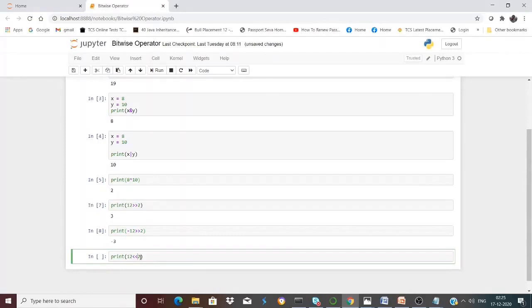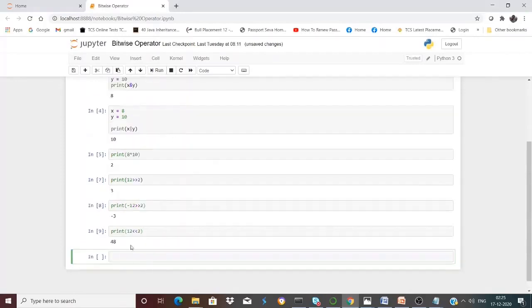So let's run the cell, and as expected we get 48. Why do we get 48? Because here 12 is getting multiplied by 2 to the power 2. Now if we change it to 3, then 12 will get multiplied by 2 cube, or 2 to the power 3, and if we run the cell, we will get 12 into 8, that is 96.